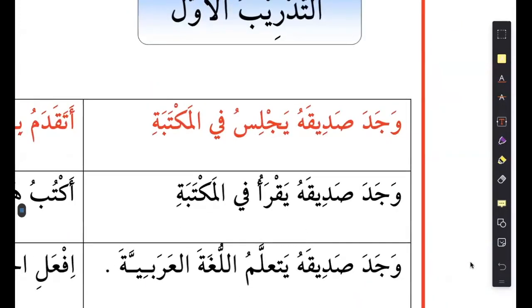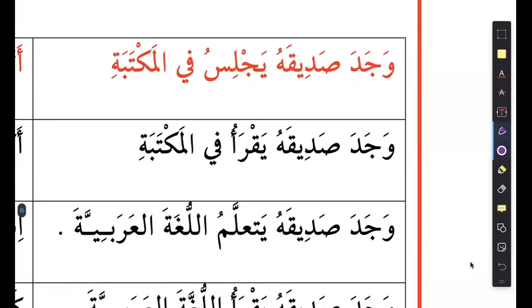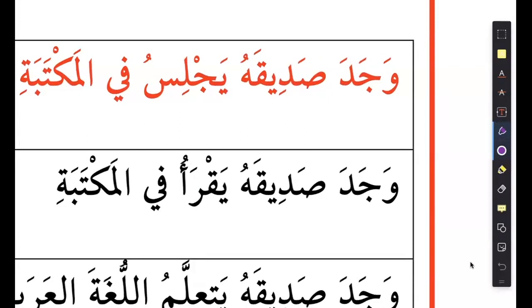First one, it says, wajada sadiqahu yajlisu fil maktaba. Wajada sadiqahu yajlisu fil maktaba. He found, because, it's the same thing I keep reminding you. When you see a verb, the first thing you should be trying to look for is what? When you see a verb, what is the first thing you look for? Fa'il is the doer. Every verb must have a fa'il.